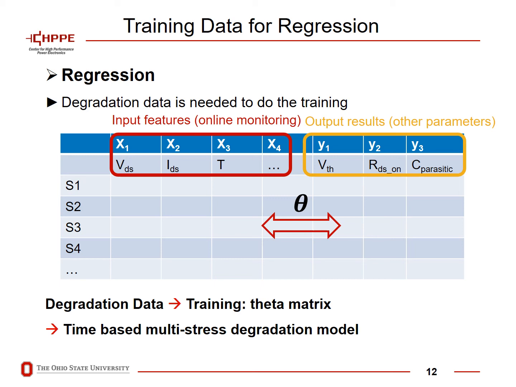With the data we collect in the aging tests, we can apply the regression algorithm to train a hypothesis function. We need this hypothesis function to map things like VDS, IDS, and temperature to device threshold voltage and RDS on, based on the offline data. Then we can use this well-trained hypothesis function to do online estimation of device parameters like threshold voltage, RDS on, and parasitic capacitances, and then use those parameters to calculate remaining useful life for devices.